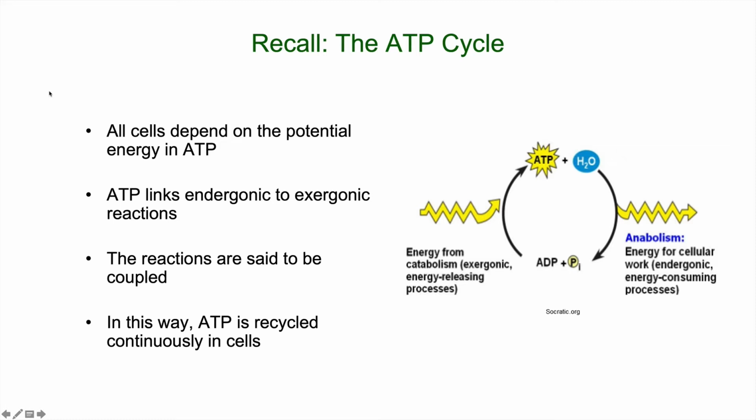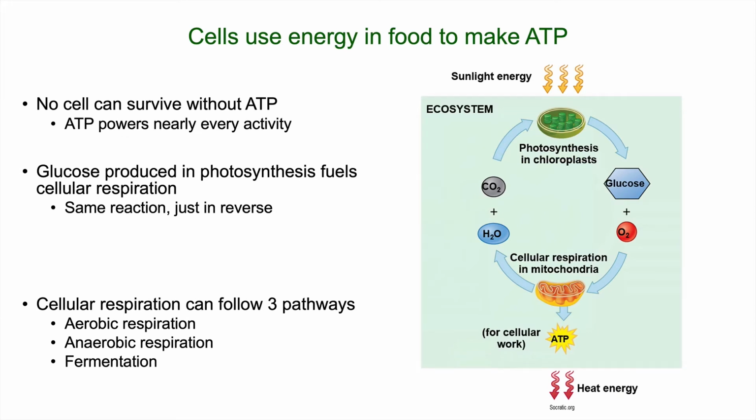So they're coupled. Remember, coupled reactions. In this case, the catabolism of our nutrients fuels the anabolism of ATP, and the catabolism of ATP fuels the anabolism of the endergonic or anabolic reactions in the cell. And so ATP is continuously recycled, and that's really important to remember. We're constantly making ATP, and no cell can survive without ATP.